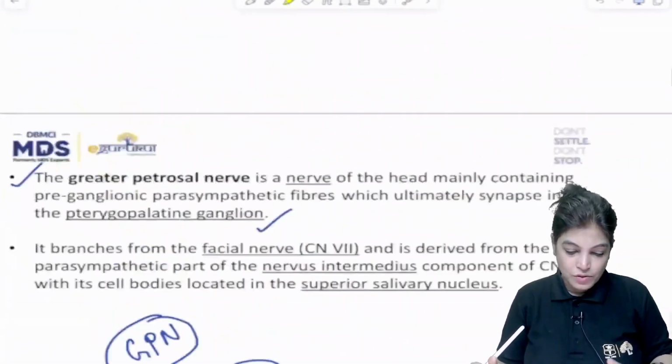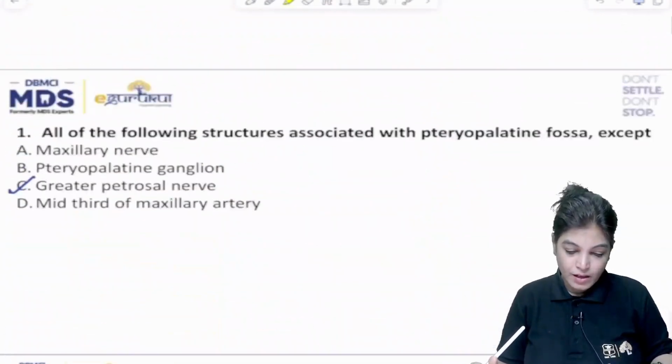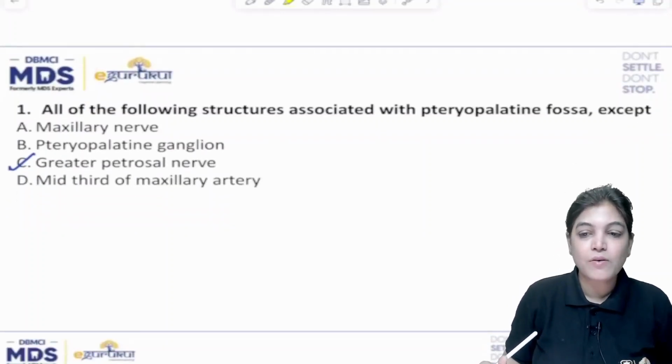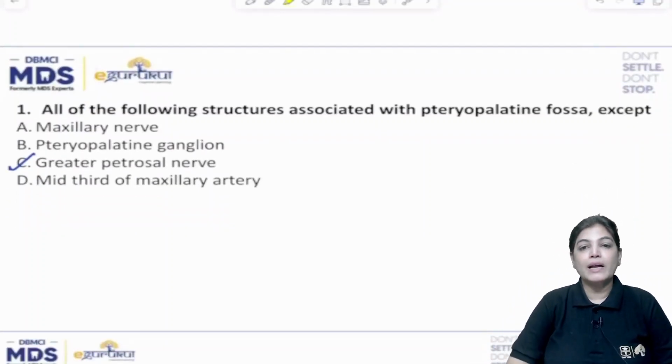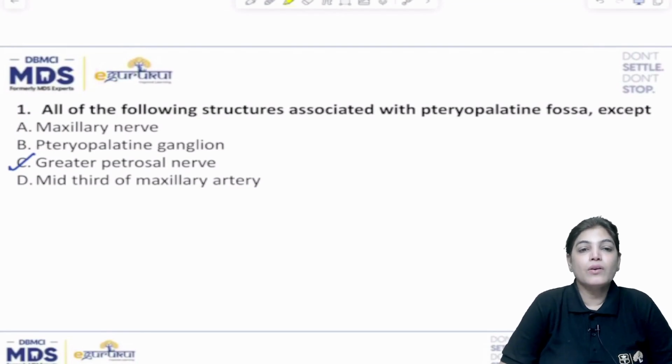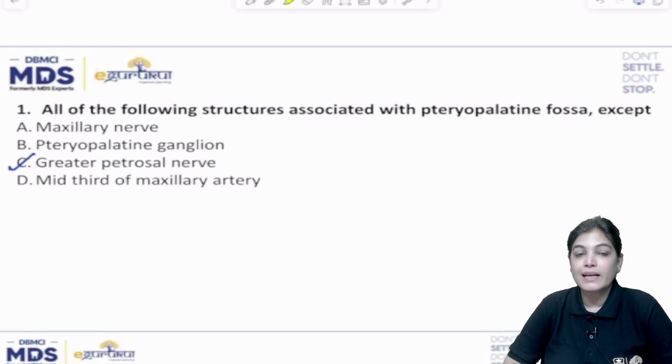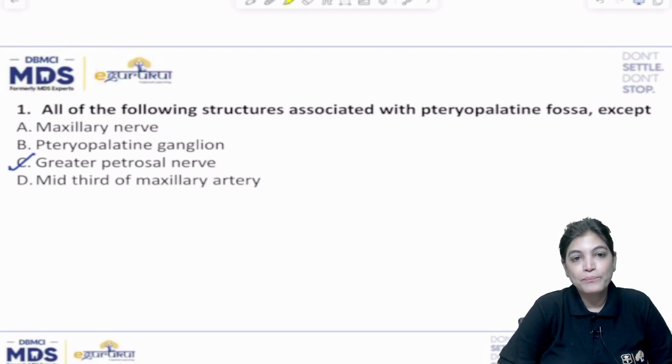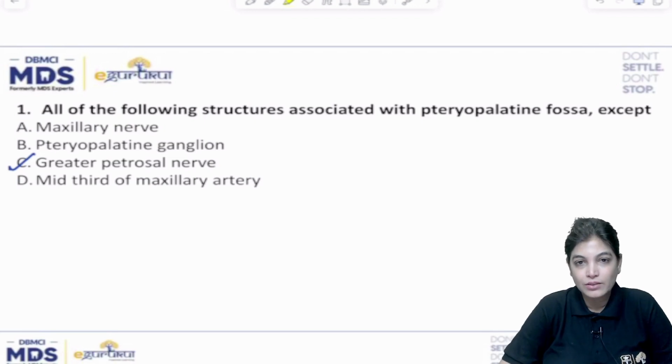Now coming to the first question. Here we have just discussed the pterygopalatine fossa in brief so that we can mark the right answer. All of the following is content except, so yes, the option was maxillary. Pterygopalatine ganglion, which is also called sphenopalatine ganglion or ganglion of hay fever. Maxillary nerve is the second division of trigeminal nerve. Third part of maxillary artery branch is also the content of pterygopalatine fossa. Greater petrosal nerve will be the right answer, which is a branch from the facial nerve, which is not exactly the content of pterygopalatine fossa.